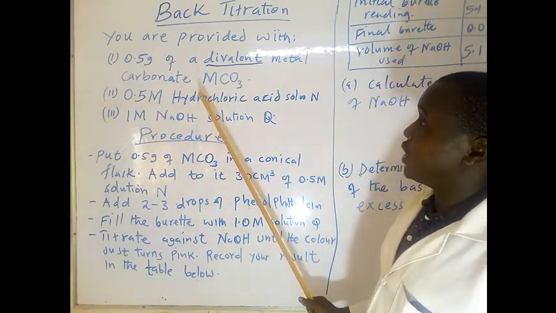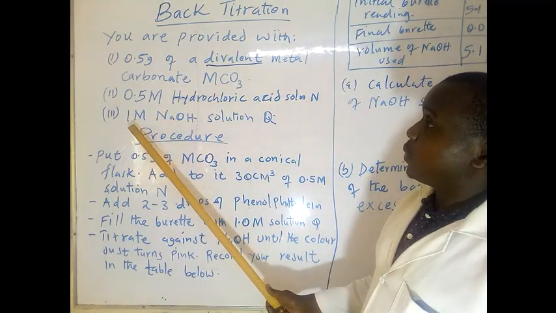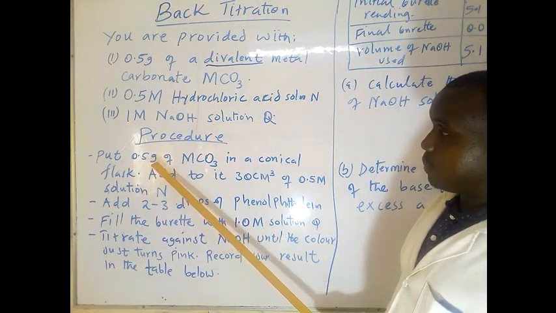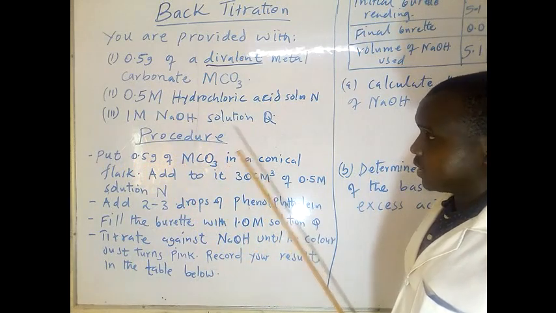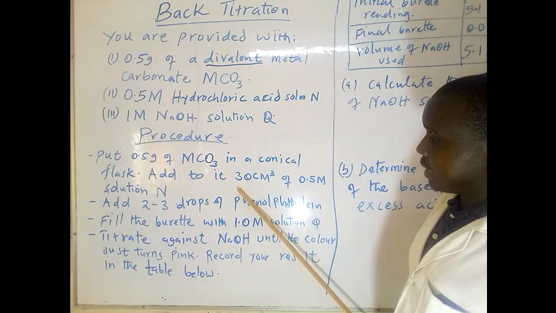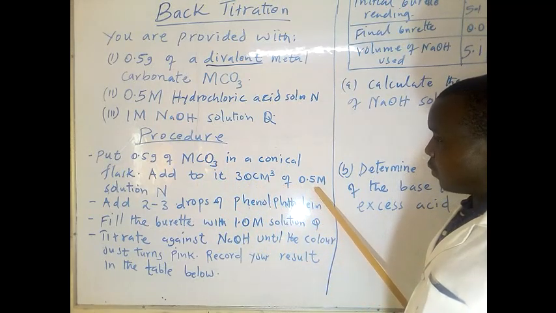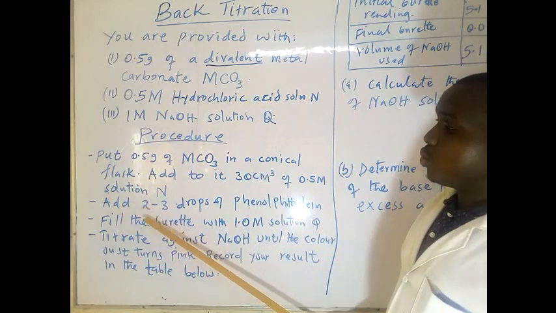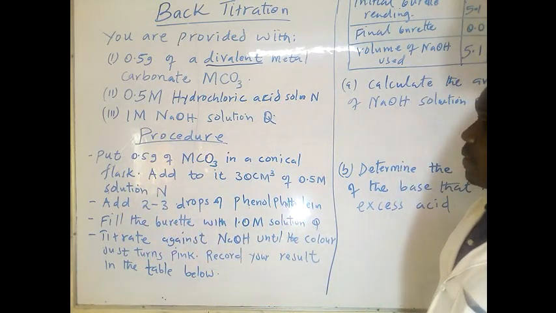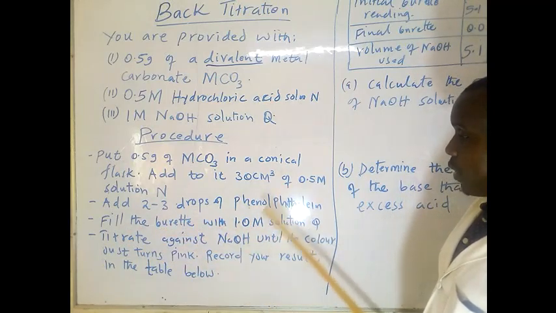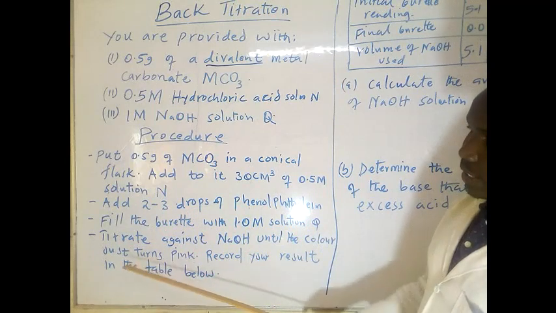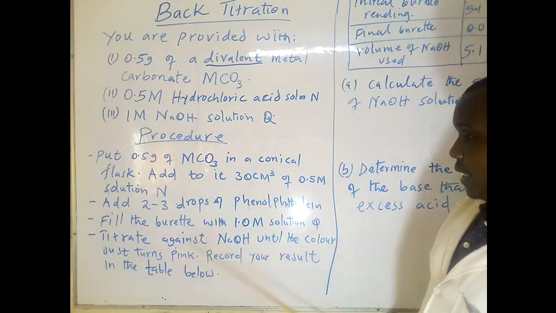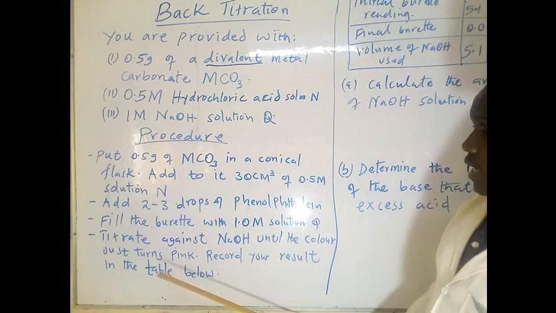0.5 molar hydrochloric acid solution N, and then you are provided with 1 molar sodium hydroxide solution Q. The procedure: put 0.5 grams of M carbonate provided in a conical flask, add to it 30 centimeters cube of 0.5 molar solution N. Solution N, remember, it is hydrochloric acid. Add 2 to 3 drops of phenolphthalein indicator. Fill the burette with 1 molar solution Q. Then finally titrate against sodium hydroxide until the color just turns pink. Record your results in the table below.